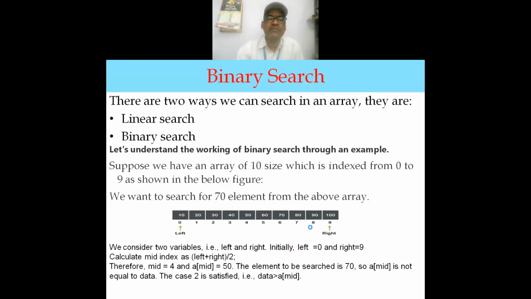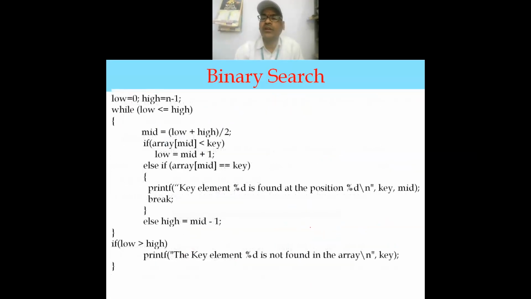So this process will be continued until the search is successful, or until low is less than or equal to high. Here low is nothing but left and high is nothing but right. So low is the left index value, and high is the right index value that we have taken in this particular example. So as long as low is not crossing high, that means low is less than or equal to high, then we are calculating the mid.